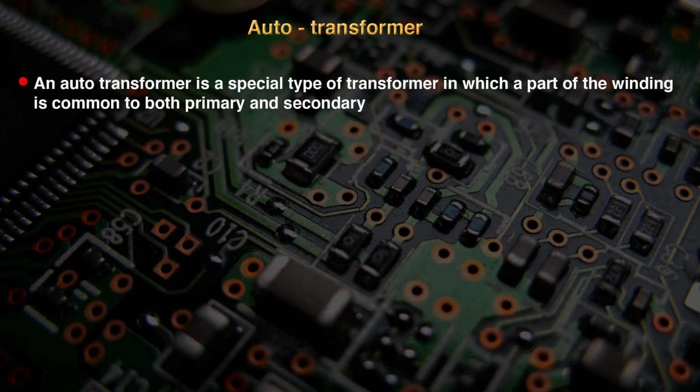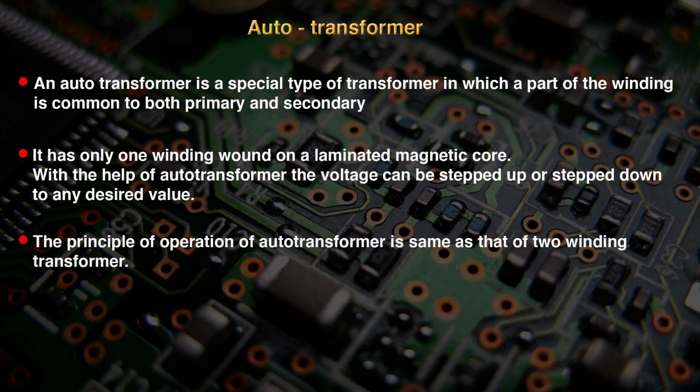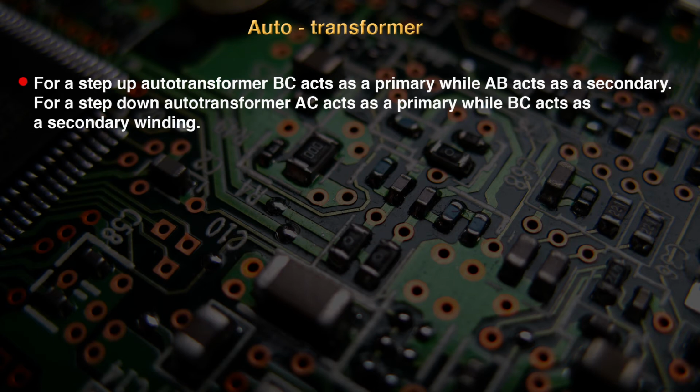An auto transformer is a special type of transformer in which a part of the winding is common to both primary and secondary. An auto transformer has only one winding wound on a laminated magnetic core, and with the help of the auto transformer the voltage can be stepped up or stepped down to any desired value. The principle of operation of an auto transformer is the same as that of a two winding transformer. For a step up transformer, BC acts as a primary while AB acts as a secondary.